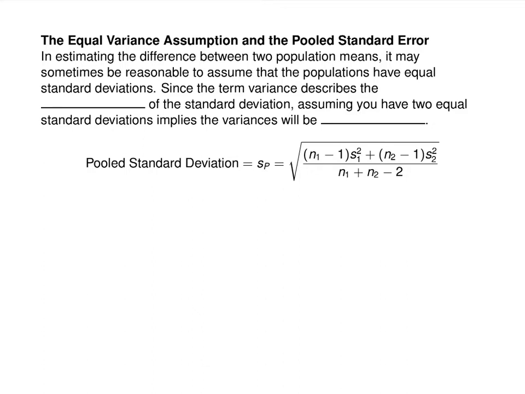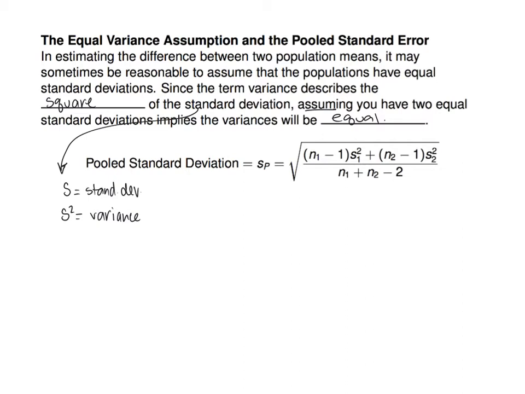And since the term variance describes the square of the standard deviation, remember that back when we first learned about this, s was the standard deviation, and s squared is this thing called the variance. Assuming you have two equal standard deviations implies that the variances will also be equal.